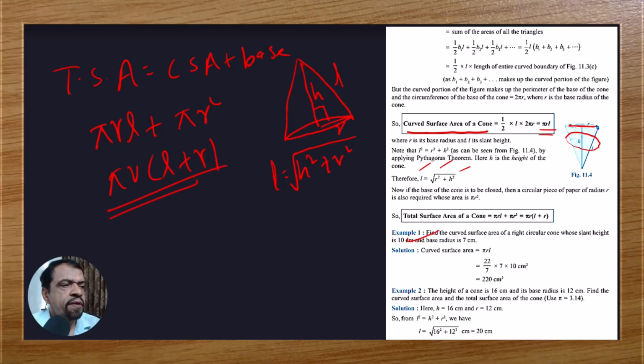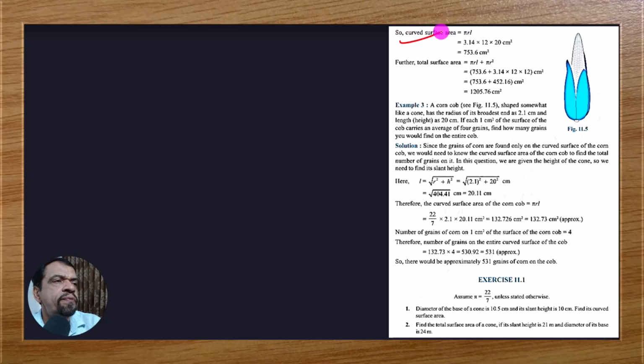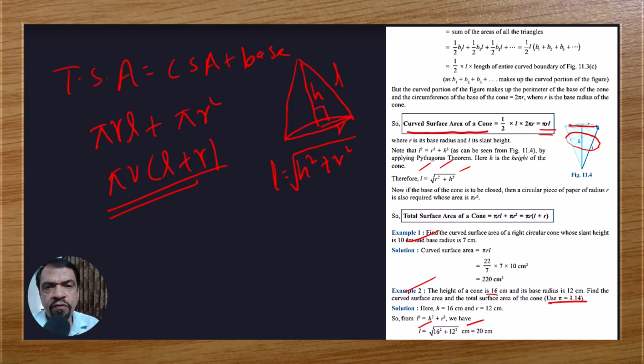These examples are very easy. Solutions are given. See the second one: the height of the cone is 16 and the base radius is 12. Find the curved surface area. So first they found the slant height with the help of Pythagoras. Thereafter the curved surface area is calculated using the formula pi r L, and total surface area is pi r L plus pi r square, or you can use pi r (L plus r), same thing. Remember, here in place of pi they used 3.14 because it was given in the question. Whatever is the instructed value of pi, that we have to use.